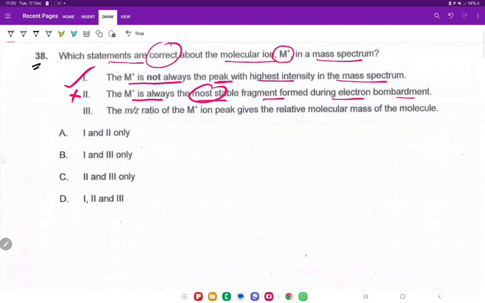Next, third: the m/z ratio of the M plus ion peak gives the relative molecular mass. Absolutely correct. The m/z ratio will give you the molar mass of the compound, because M plus forms when only one electron is lost and the molar mass remains the same. It means statements 2 and 3 are correct. Therefore the correct option is 1 and 3, which is option B. Question 38, answer B.